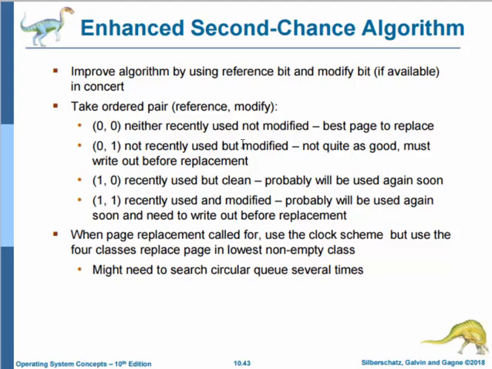When page replacement is called for, we use the same scheme as in the clock algorithm, but instead of examining whether the page to which we are pointing has the reference bit set to 1, we examine the class to which the page belongs. We replace the first page encountered in the lowest non-empty class, and we may have to scan the circular queue several times before we find a page to be replaced. The major difference between this algorithm and the simpler clock algorithm is that here we give preference to those pages that have been modified in order to reduce the number of input outputs required.